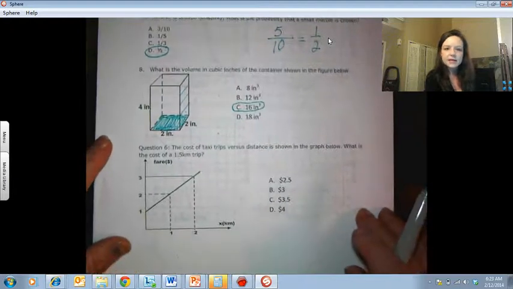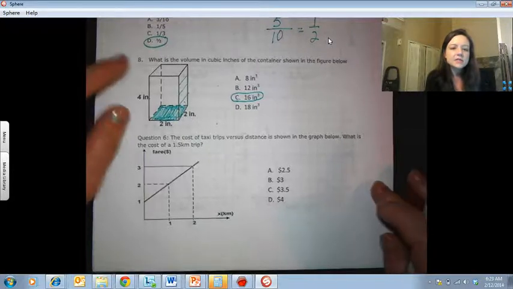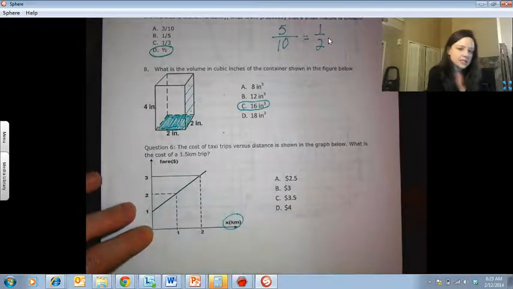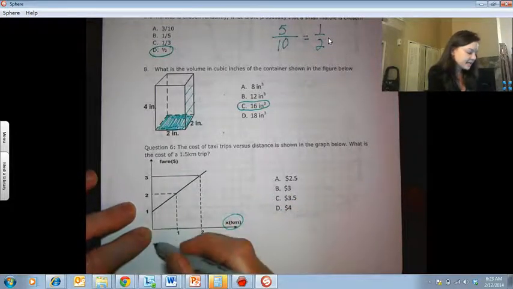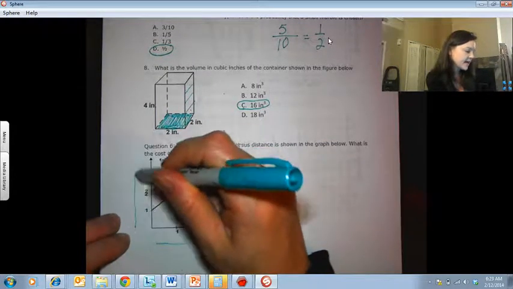Okay. Question number 6, the cost of taxi trips versus distance is shown in the graph below. What is the cost of a 1.5 kilometer trip? This goes back to where we were talking about needing to predict, because that number is not on there. Here are the kilometers. They're getting bigger as x is getting bigger. Obviously, the more kilometers I go, the more I'm going to have to pay my taxi.